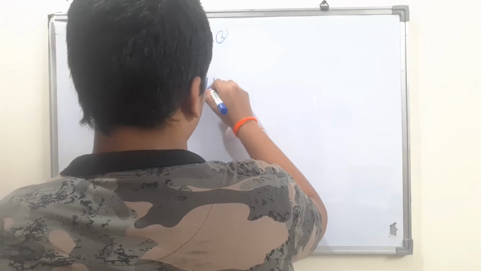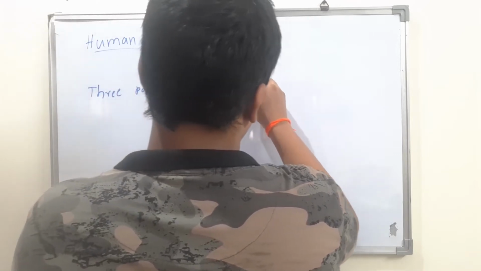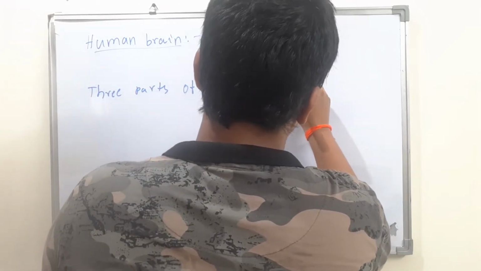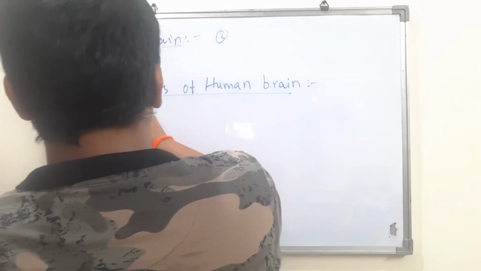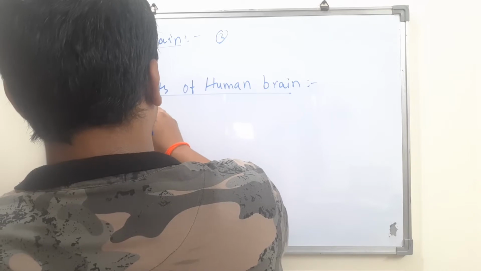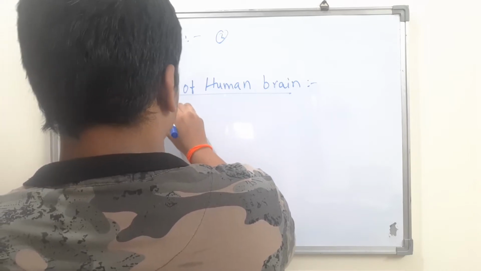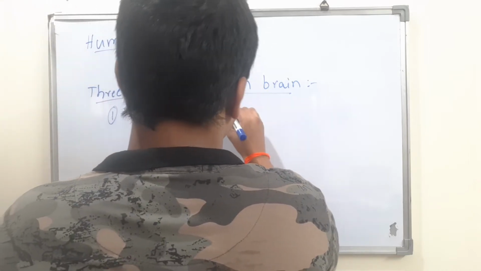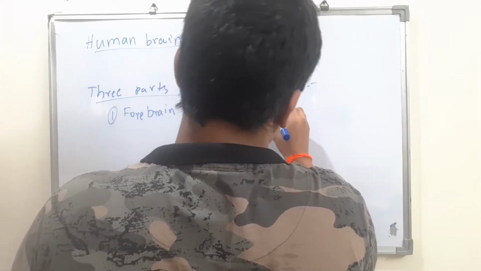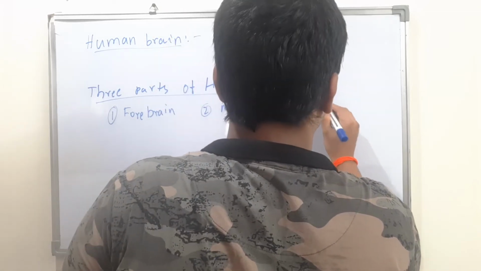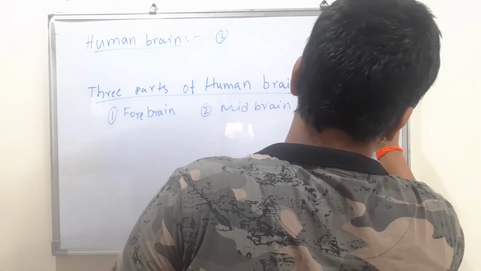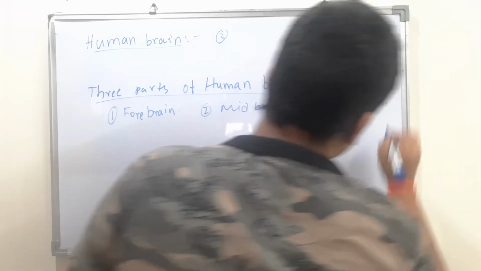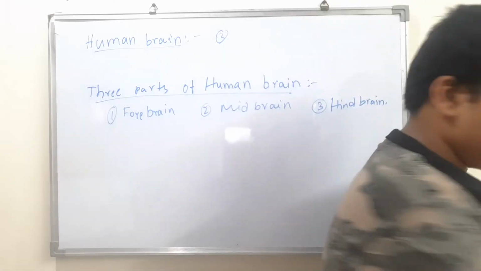Of human brain. What are these three parts of the human brain? Let's see. The first part is known as the forebrain. The second part is the midbrain. The third part is the hindbrain. We all know these three parts.